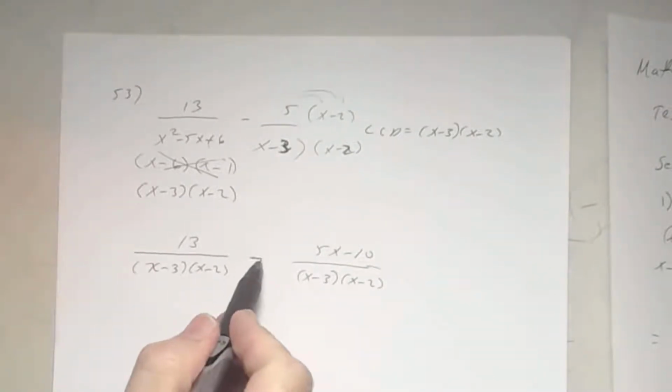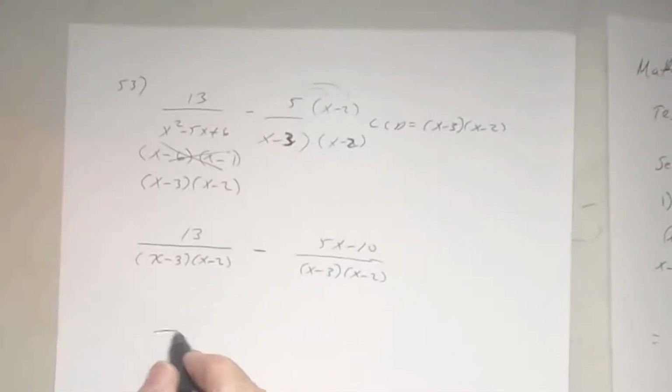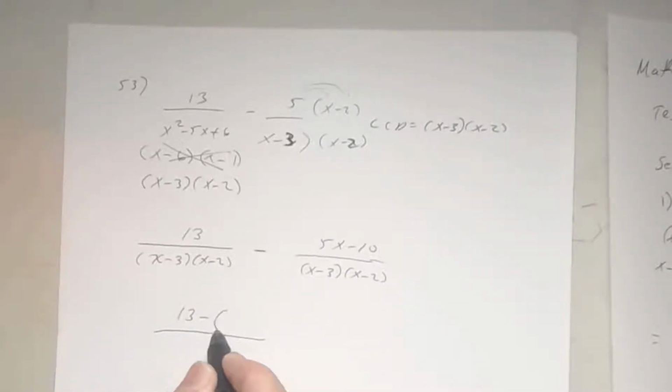Now can I write it as one fraction? Yes, except you got to be careful with the subtraction right here. So really you're saying 13 subtract, in parentheses, what am I subtracting? 5x minus 10. Now you can skip that step, some of you, and just know that it was going to be 13 minus 5x plus 10.